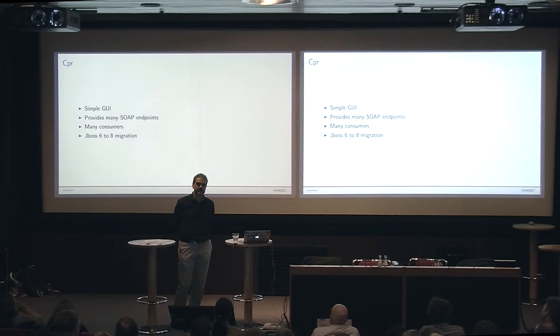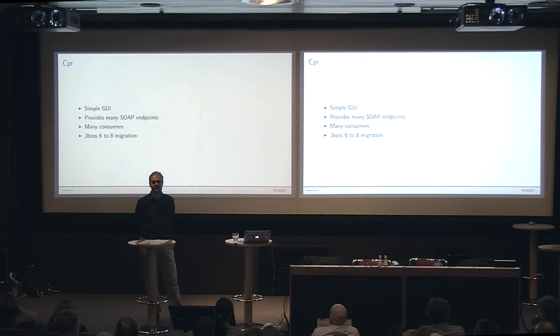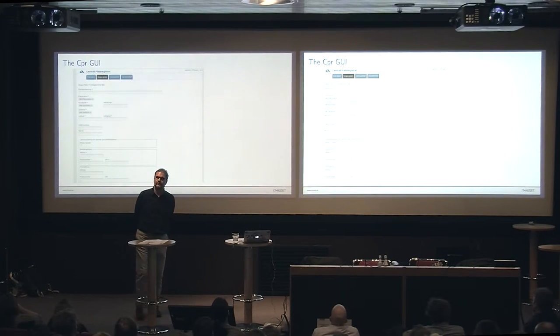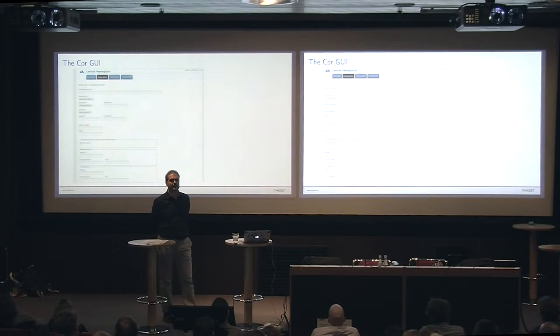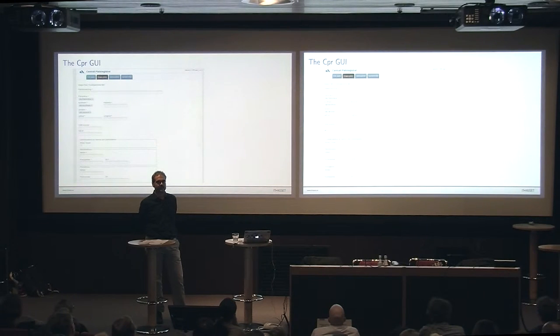Also, we need to do JBoss 6 to JBoss 8 migration. And I hear you saying JBoss 6, that's really old, and it is. So that provides some difficulties in migration. This is what it looks like, so it's not super sexy at all. It's a simple HTML front end to a typical prod interface, backend, database backends, and so on. So the user interface is nothing special.